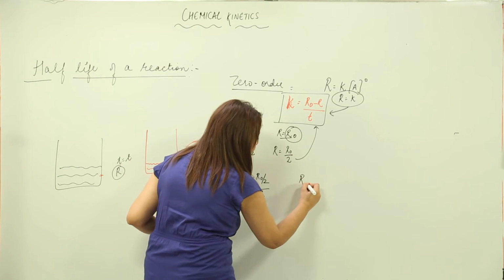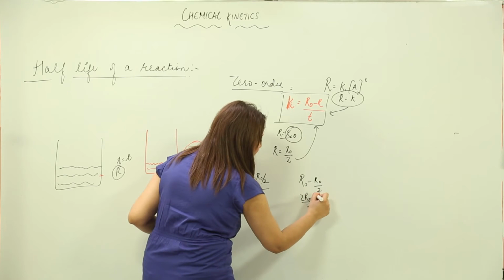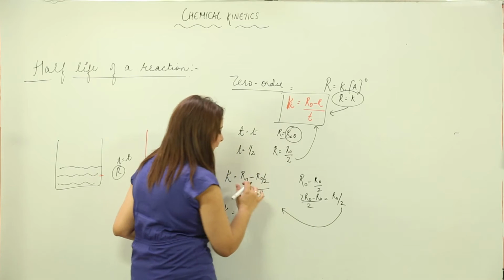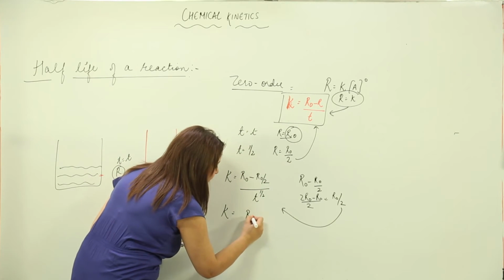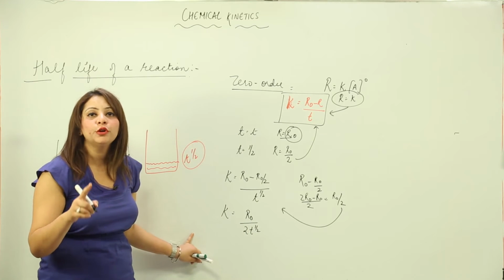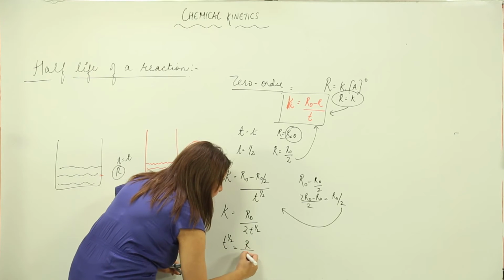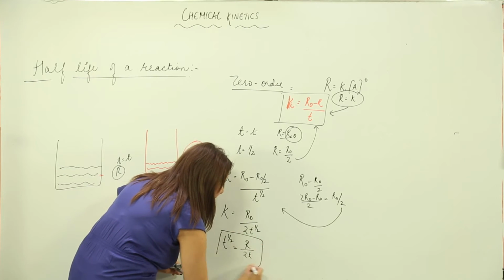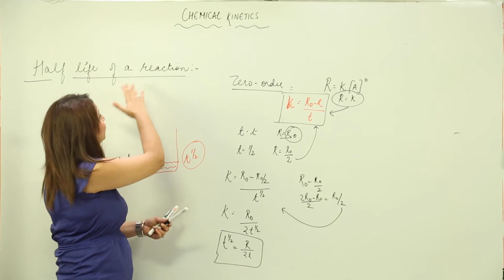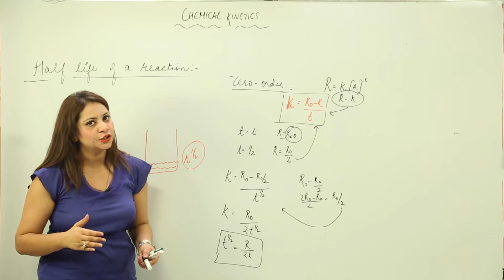It is R naught minus R naught upon 2. We take LCM, it becomes 2 R naught minus R naught, which comes out to be R naught by 2. I put this value here, and I get R naught upon 2 times T half. As we are looking for the expression for T half, the expression for T half for a zero order reaction becomes this. This is the expression from which you can calculate the half-life period for a reaction in which the reactant concentration is going to be half of its initial concentration.